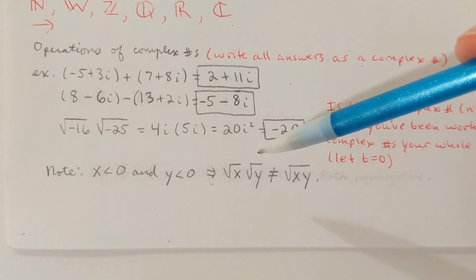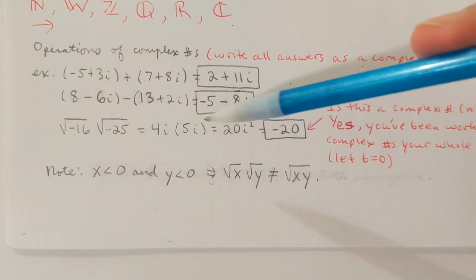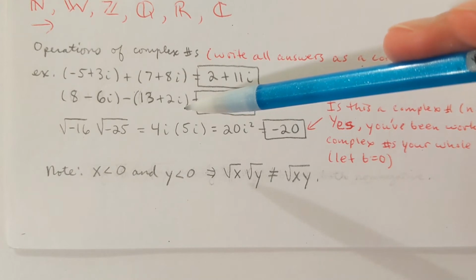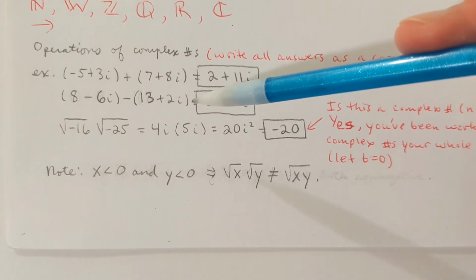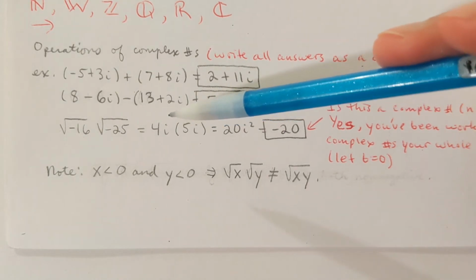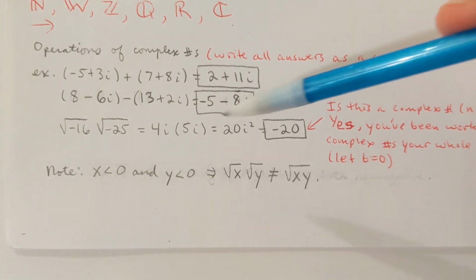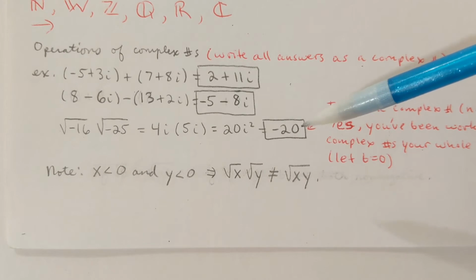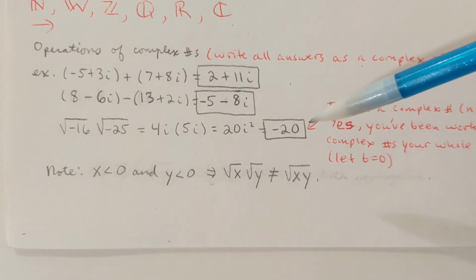So the first thing that we have to do is think about what this is in terms of a complex number. 4i times 5i, that is step 1. Step 1 is not to get a single radical out of this. Okay? You would end up getting the wrong answer there. Okay, so negative 20 is a complex number.